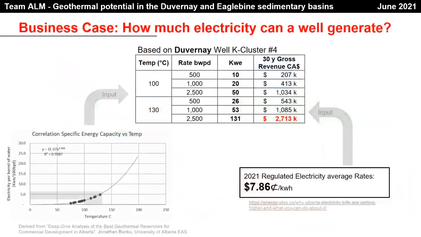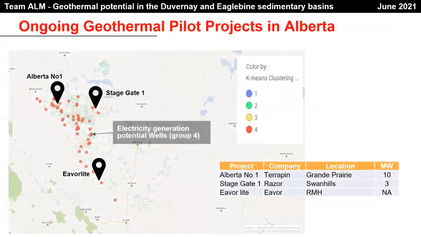A quick estimation using electricity prices and energy capacity correlations from other studies shows that our best wells in cluster 4 could generate from $200,000 up to $2.7 million of gross revenue over 30 years of production. The area where cluster 4 is most represented is already home to 3 geothermal pilot projects: Alberta No. 1, Stage Gate 1, and Everlight near Rocky Mountain House.